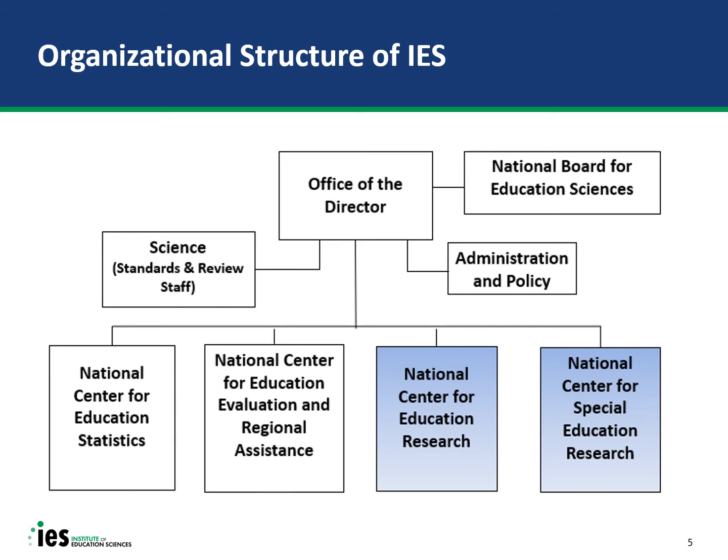This graphic represents the organizational structure of IES. We are led by a director who receives advice and consultation from the National Board for Education Sciences. Our science office oversees the scientific peer review process for IES grant applications and IES reports. We also have 4 centers within IES. The National Center for Education Statistics is the primary federal entity for collecting and analyzing data related to education. Within NCES, you may be familiar with the National Assessment of Educational Progress, or NAEP assessment. Within NCES, you will also find many large national longitudinal data sets, including, for example, the Early Childhood Longitudinal Study.